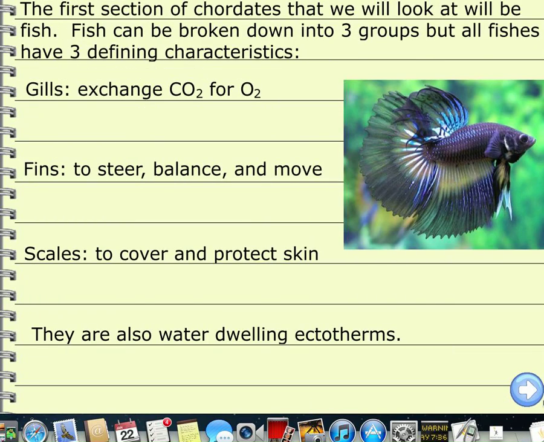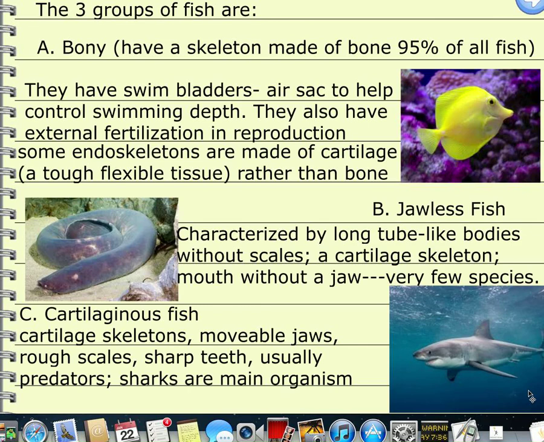Now, the first section of chordates that we're going to focus on is fish. Now, we know we have three major types of fish with defining characteristics. All fish have gills. And what the gills do is they exchange carbon dioxide for oxygen. They have fins to steer, balance, and move, and scales. Now this is a covering used for protection. And we all know that they're water dwelling, but they're also ectotherms, meaning they rely on the outside temperature to maintain their internal temperature.